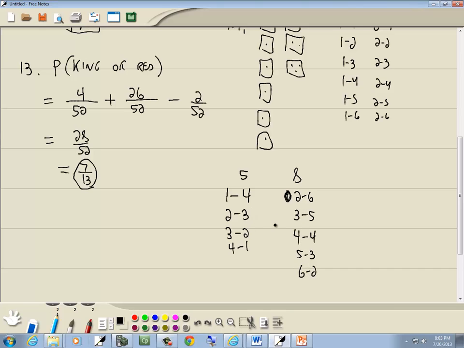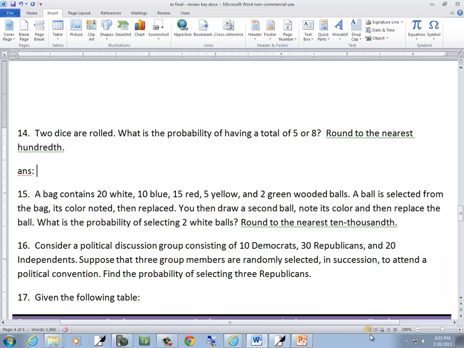Okay, there's 36 total possibilities. It's 4 here, it's 5 here, so that's 9 out of 36. They're both divisible by 3, so that gives us 3 out of 12, which gives us 1/4, 0.25. Actually, it wants a fraction, though, I think. Round to the nearest hundredth. Okay, I'm lying to you. 0.25.